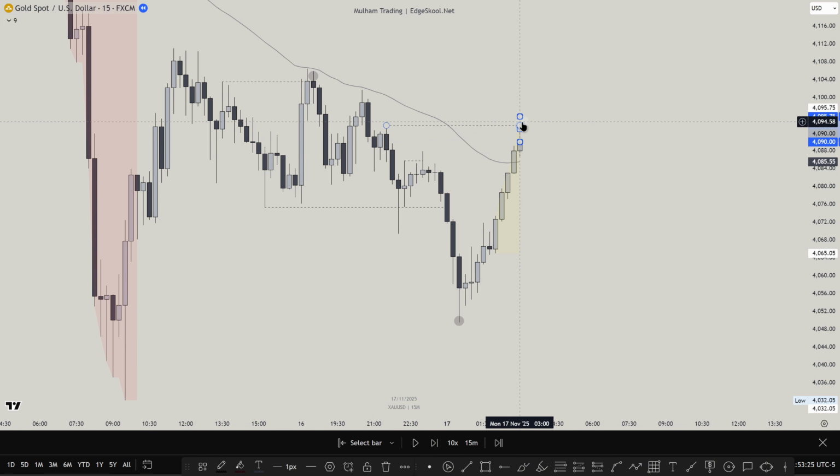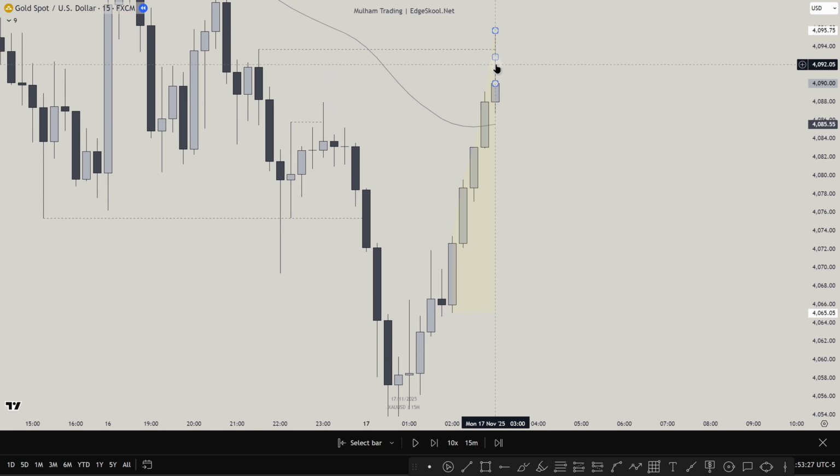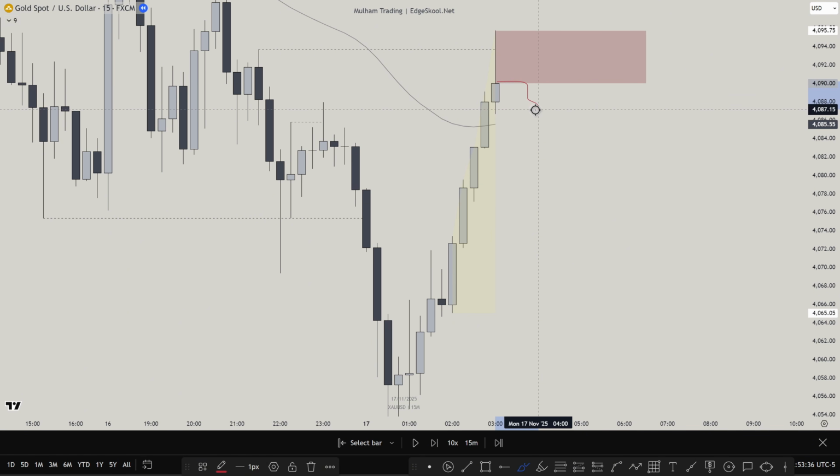Is to draw the rectangle. And in this case, where do we draw the rectangle from? From the closing price to the high. And what is our entry? The moment we have a closure below this level on the 1 minute time frame, it's going to be our entry. So the moment a 1 minute candle closes below, that's our entry.